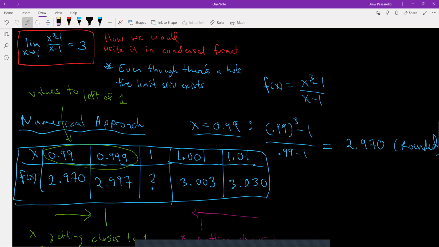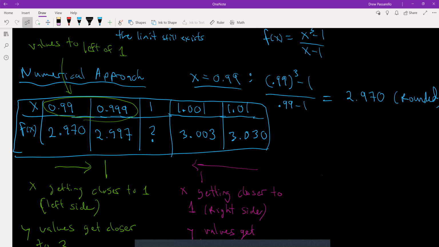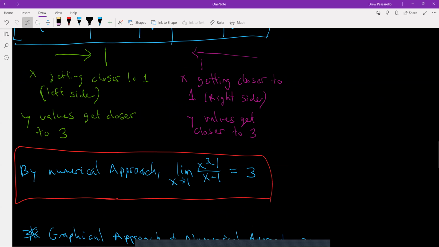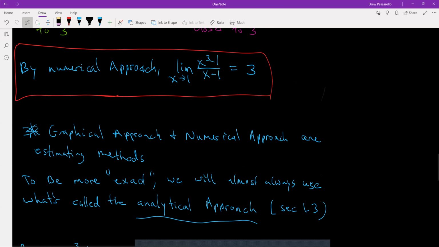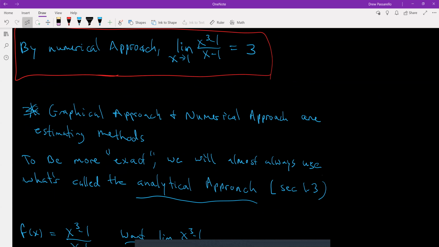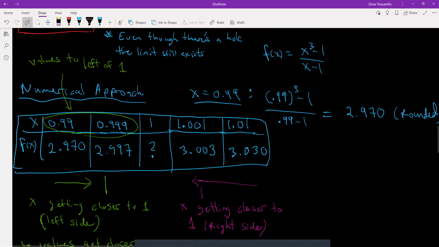The numerical approach is the same kind of thing. It's just using a table of values, and you plug in values that are close to 1 from the left side and close to 1 from the right side. And then you see that the y coordinates that go with these x coordinates are getting closer and closer to 3. All right, so same result, 3. And that's the graphical and numerical approaches. The main point is that these are approximations. I can keep choosing more and more x values and getting the y values closer and closer to 3.